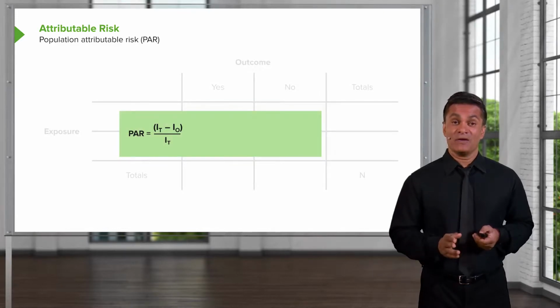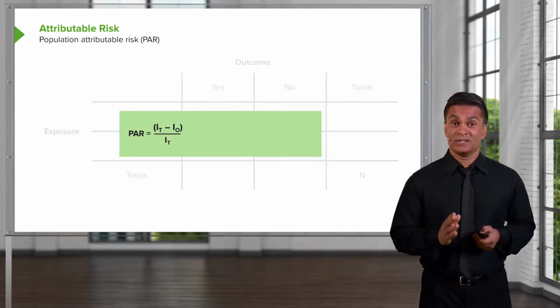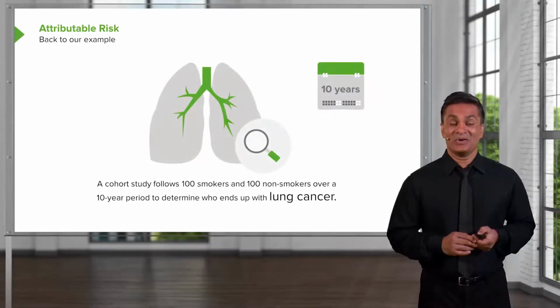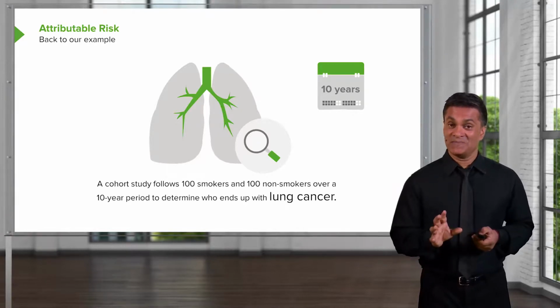So the PAR formula is the incidence totally minus the incidence in the unexposed group divided by the total incidence again. Or again, A plus C over N minus C over C plus D, divided by A plus C over N. And that gives me a really complicated formula, I know. But let's work through an example, and hopefully this will be a little clearer.